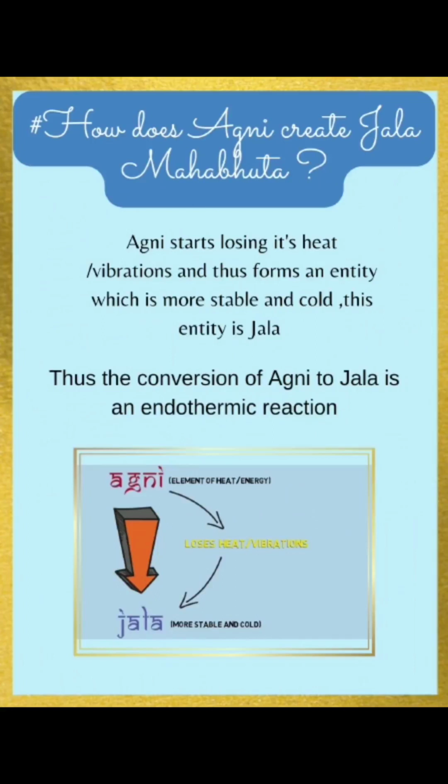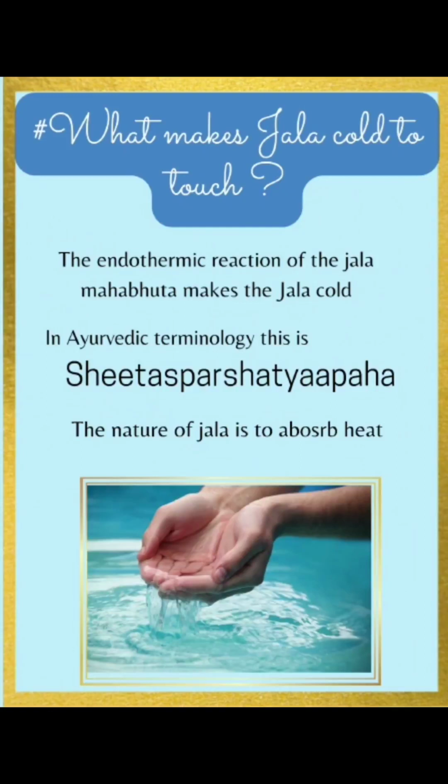So, from Akasha to Prithvi, there is an increase in Sthulata and Gahanta. The conversion of Vayu to Agni is thus an exothermic reaction. But since the bonds of Jala are much stronger and the entity is much more stable, it absorbs heat from the surroundings, thus indicating an endothermic reaction. This endothermic reaction makes Jala cold. This in Ayurveda is explained as Sheet Sparshatya Apaha. Jala is cold to touch.